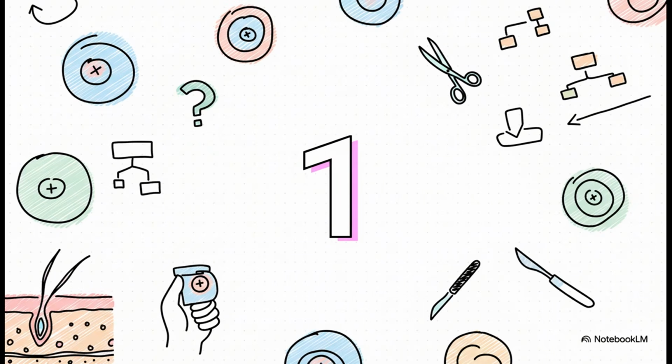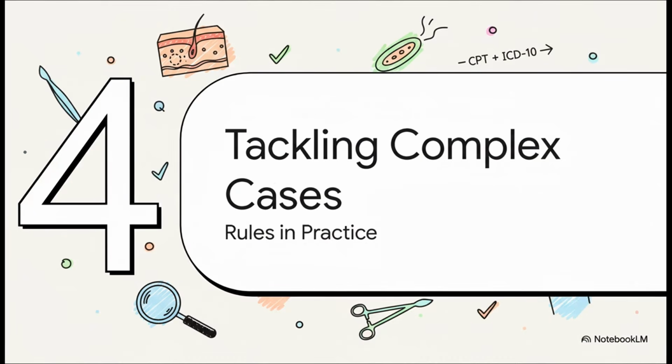And hey, if there is just one thing you remember from this entire explainer, please let it be this number: 1. You can only ever report one primary biopsy code per patient per session. That's it. It's a hard and fast rule in the CPT guidelines. No exceptions.